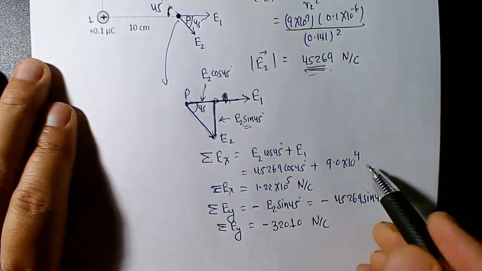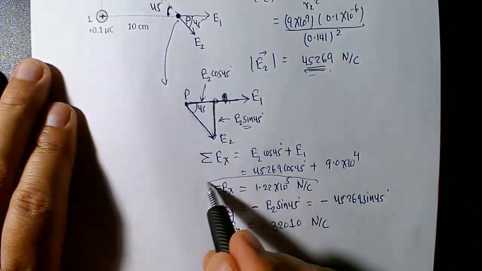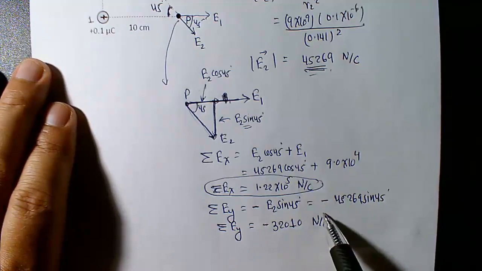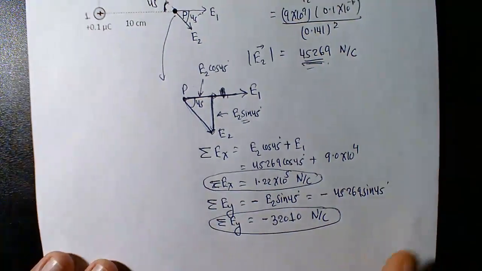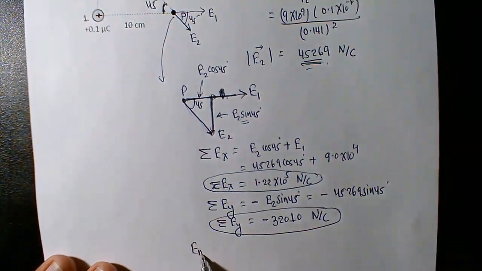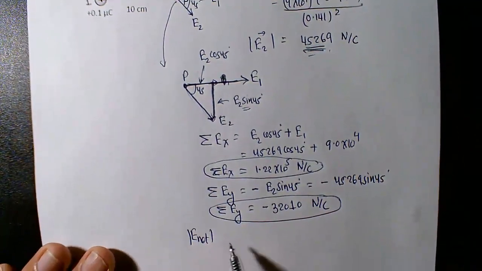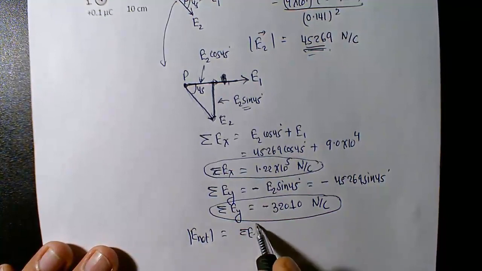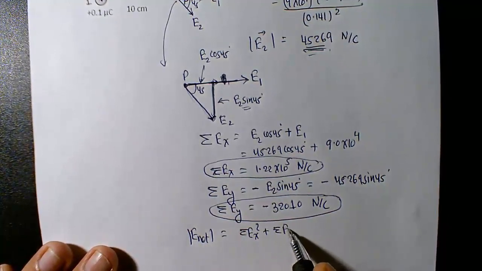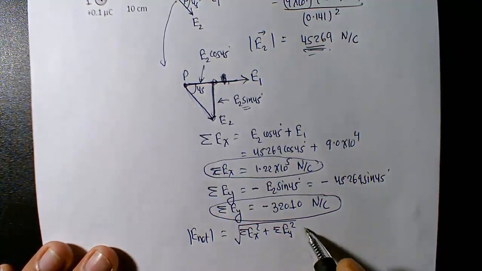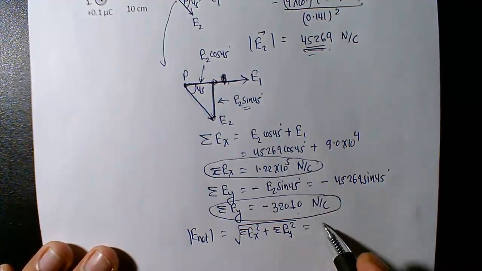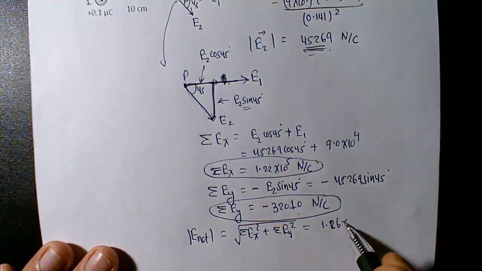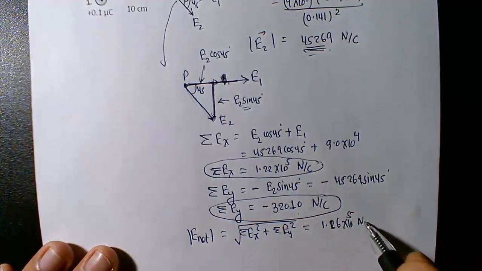Now once you have the sum of the x component and the sum of the y component, you are almost done. The net electric field magnitude based on our rule is this, squared from the Pythagorean theorem. Put in this and this squared, and that's going to get you 1.26 times 10 to the power fifth newtons per coulomb.